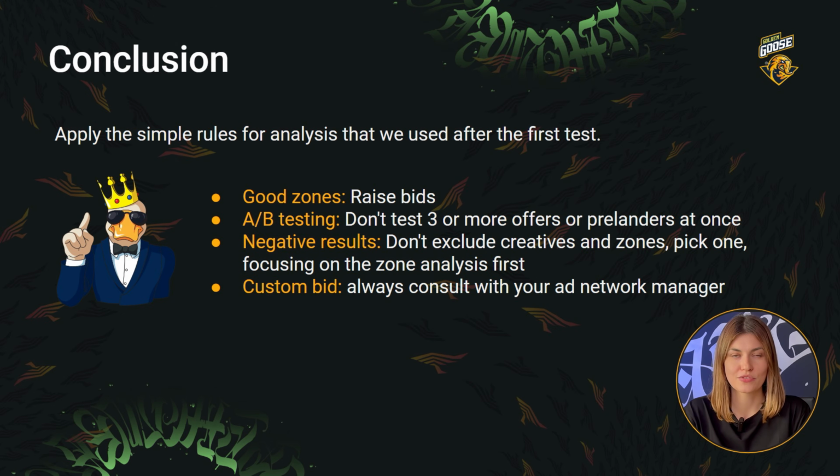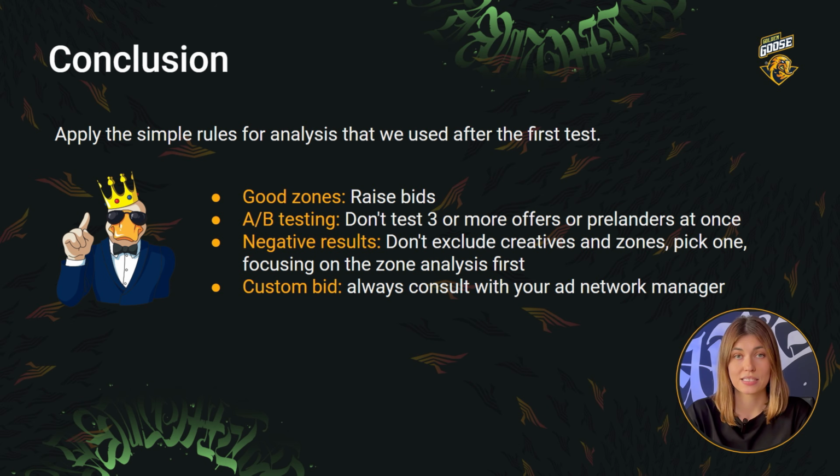Apply the simple rules for analysis that we used after the first test. Raise bids for good zones. Don't test 3 or more offers or pre-landers at once. The proper test is a 50-50 traffic distribution. Otherwise, you will almost certainly get wrong results and draw wrong conclusions. You can't change many parameters in campaigns at once, otherwise, you won't see the dynamics of changing a certain parameter.